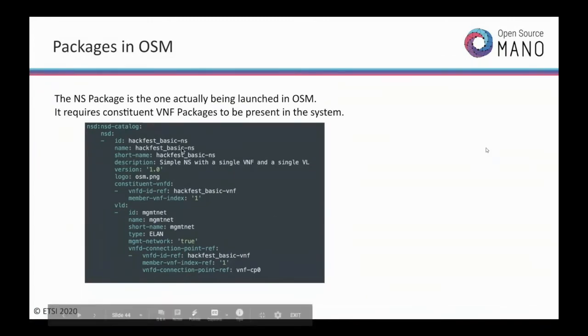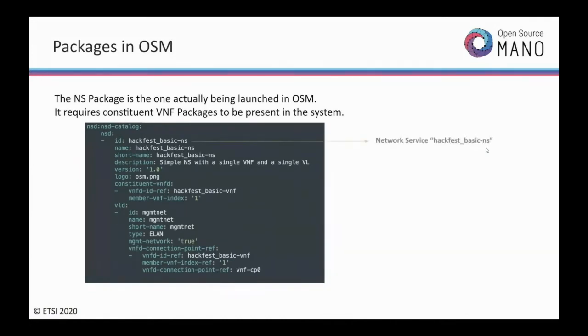So this particular example, which is the one we are going to use in the first exercise of instantiation, is a very simple one. That's why it's called Hackfest Basic. It's called Hackfest Basic NS. It needs the VNF called Hackfest Basic VNF, so it needs it to be present. You see constituent VNF, this VNFD ID reference, Hackfest Basic VNF. So it will look for this one, and it is putting a member VNF index of 1. This can be a string, it can be any text.